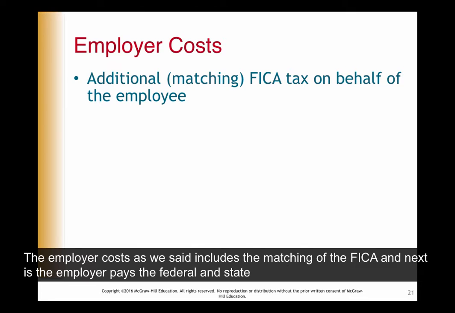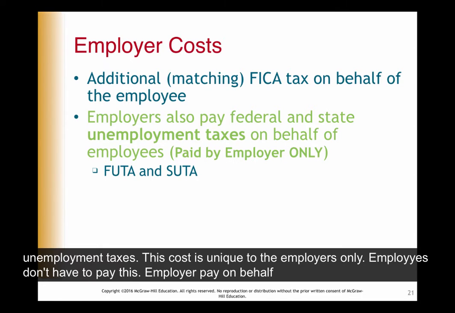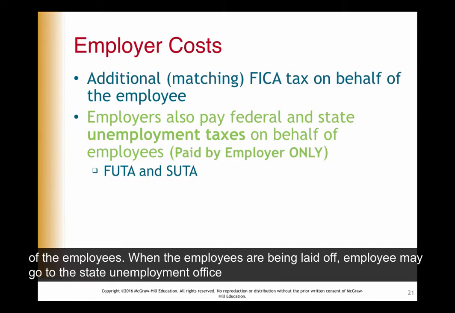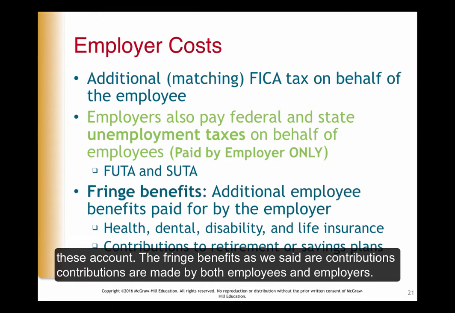The employer cost, as we said, includes the matching of the FICA, and next the employer pays the federal and state unemployment taxes. Now, this cost is unique to the employer only. Employees don't have to pay this. Employers are basically paying on behalf of the employees. So when employees are laid off, they may go to the state unemployment office to make a claim. The unemployment checks are paid from these accounts. And the fringe benefits, as we said, are contributions made by both employee and employer.